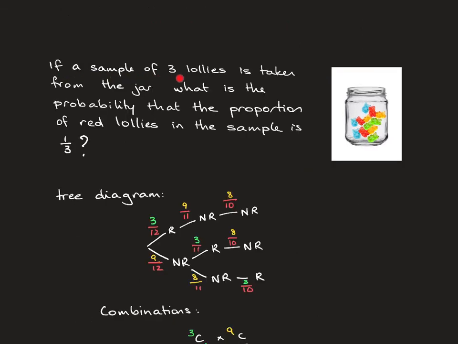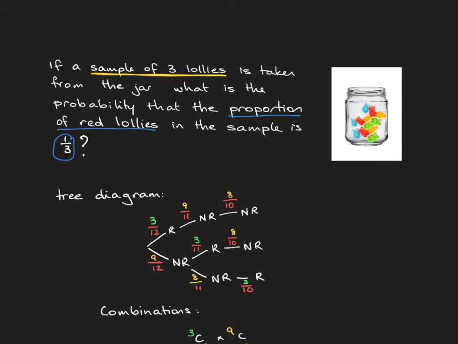So if a sample of 3 lollies is taken from the jar, what is the probability that the proportion of red lollies in the sample is 1/3? Okay, so let's identify what we've got in the question. We've got a sample of 3 lollies, and we're looking for a proportion in that sample. The proportion of red lollies is 1/3.